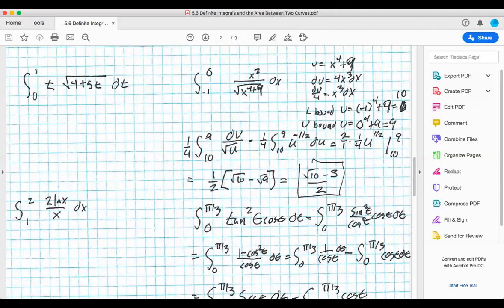Lower bound bigger than upper bound. Not a big deal. We can always change our bounds of integration and make this negative, or we can just integrate it directly. But this is our upper bound and this is our lower bound.